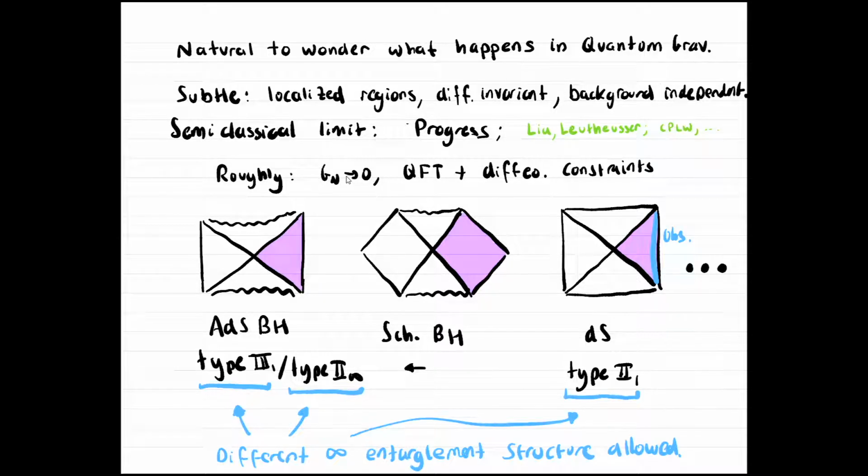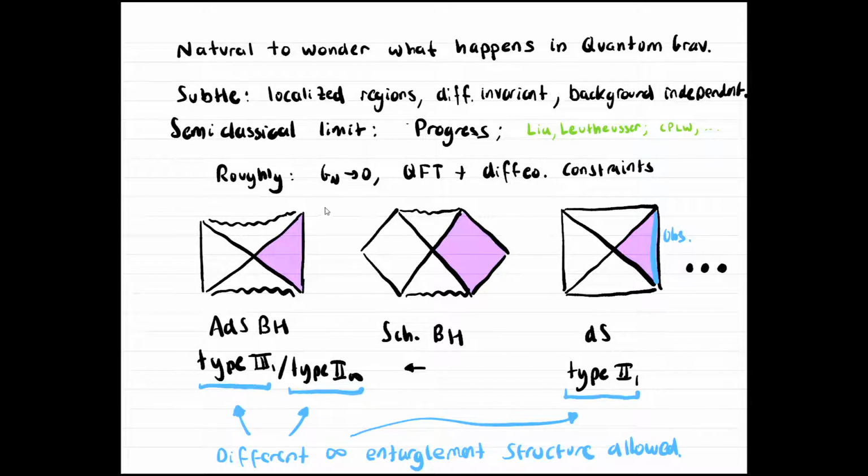And roughly speaking, in the G Newton goes to zero limit, we have quantum field theory and some extra diffeomorphism constraints that are coming from the gravitational theory. And if you do that carefully, you can find a classification of possible von Neumann algebras. In that case, because you're starting with quantum field theory, you start with the fact that you have this type 3 von Neumann algebra. And so, for example, in the AdS black hole, you find a type 3 von Neumann algebra or a type 2 von Neumann algebra, depending on how you treat the fluctuations of the energy in the black hole.